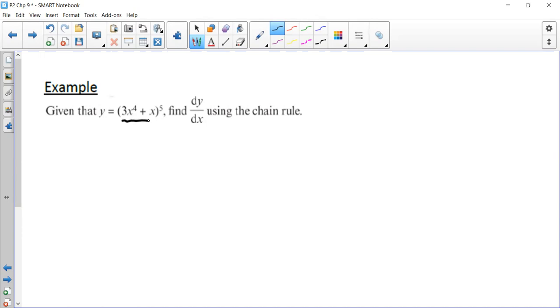So what we have to do is write out u equals 3x to the power 4 plus x, just the inside. Sorry, not to the power 5. And we're going to write the outside in terms of u. If u equals 3x to the power 4 plus x, then y now equals u to the power 5, because we let u be the inside. Next, we're going to differentiate both sides at the same time.